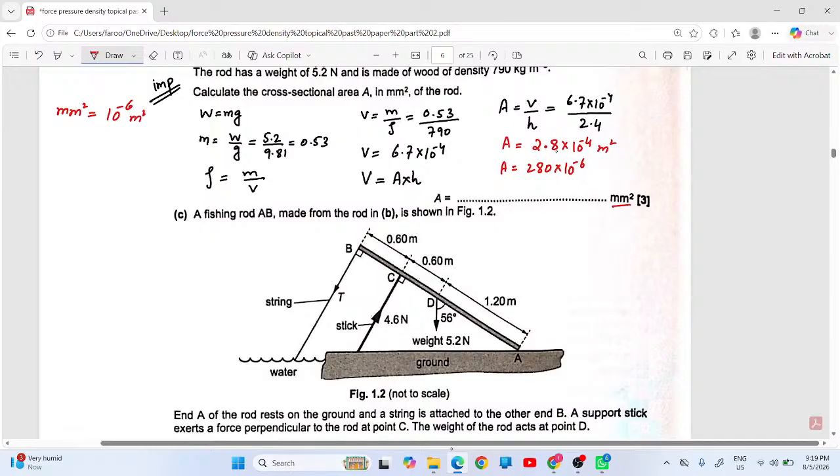Initially it is 2.8, 2.8 10 power minus 4. So 280 will be equals to 10 power minus 6. ठीक है. So this is equals to meter square and you know that 10 power minus 6 is millimeter square. So 280 millimeter square is 10 power minus 6 meter square. Any confusion? Okay. Answer check करें इसका.